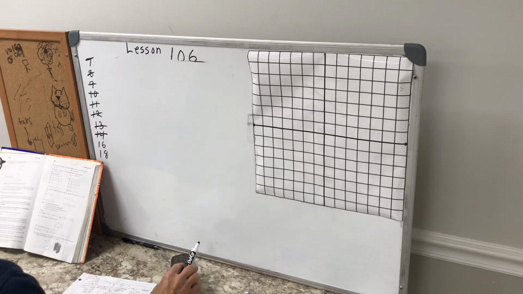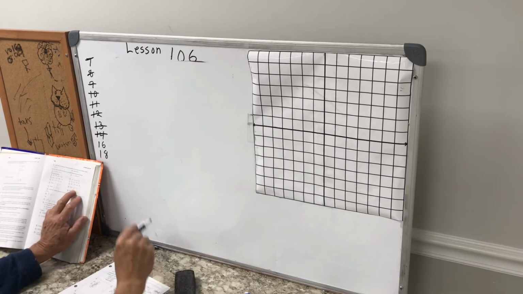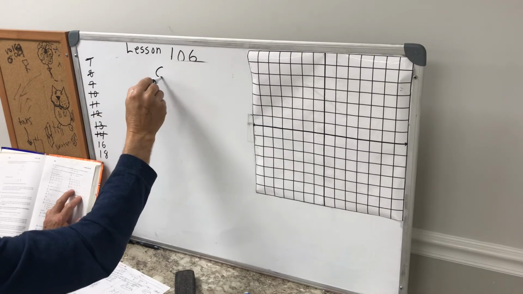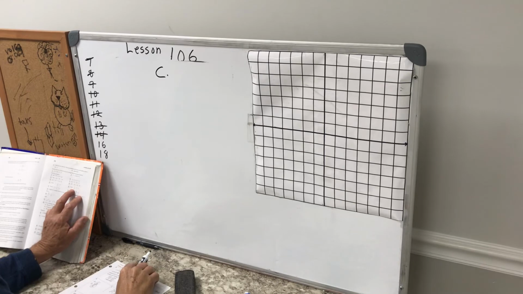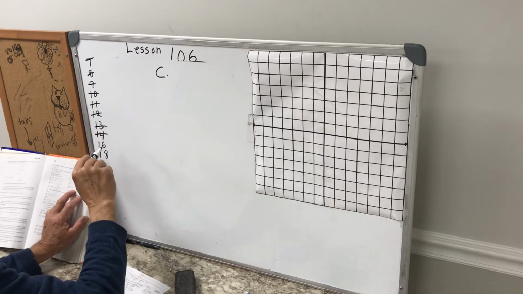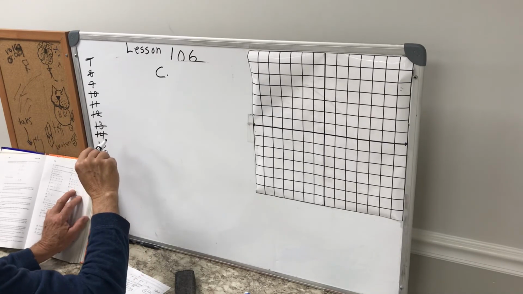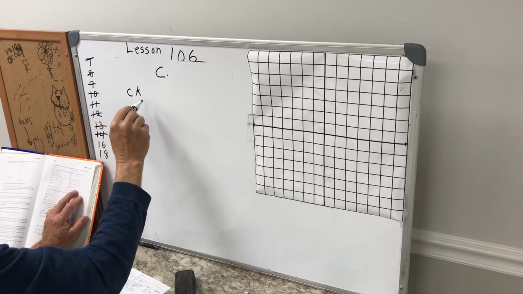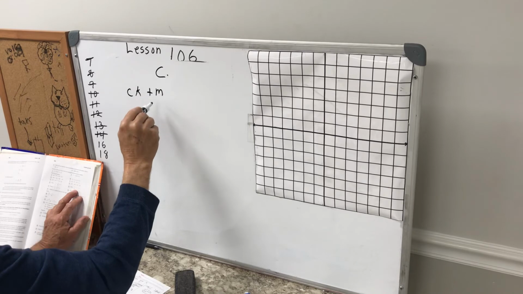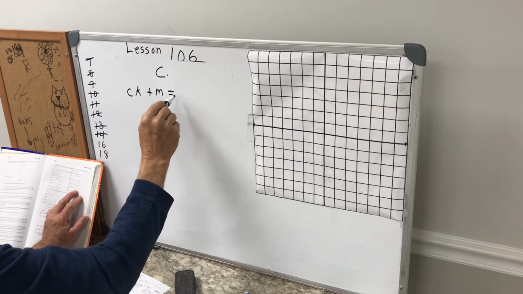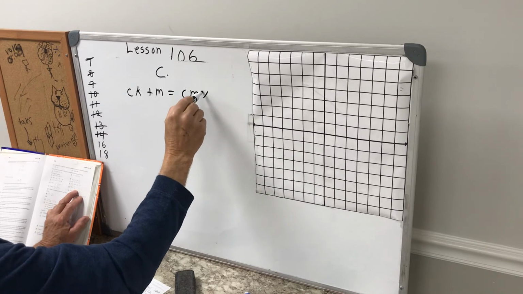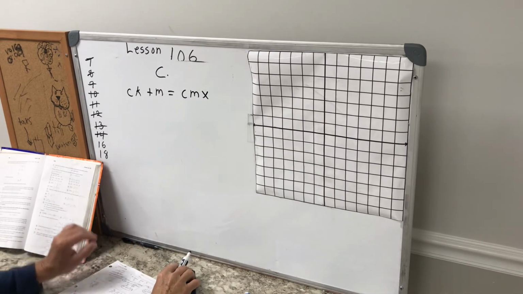All right, now we have 2 more, 16 and 18. We're leaving those to do something different. We have a common denominator. Oh, it says find C. Always put that at the top so that we have it. Find C. The MC is your common denominator, so I have a CK on the left plus M equals MC or CMX.